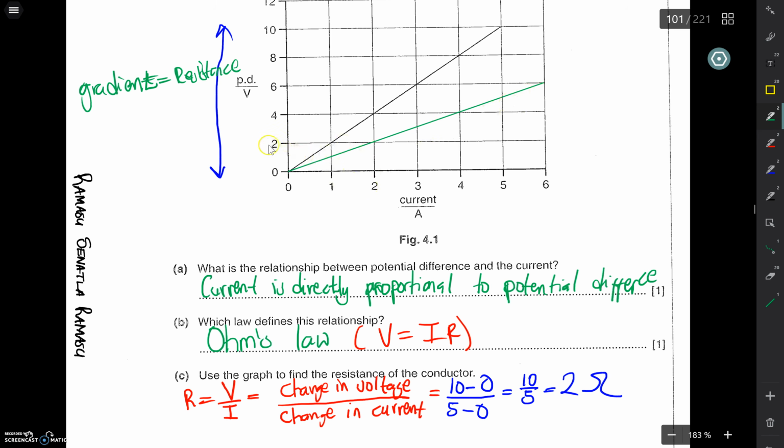Okay, so because the gradient is 1, it means that the values of x are going to be equal to the values of y. So we have current being 2 and so our potential difference is 2. We have current being 4 amperes, our voltage is also 4 volts. We have current being 6 amperes and voltage is 6 volts.